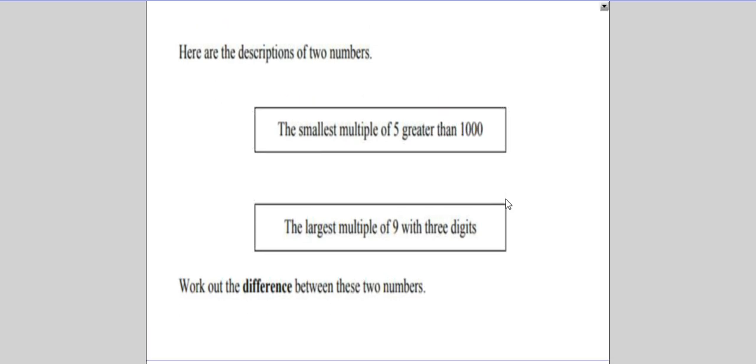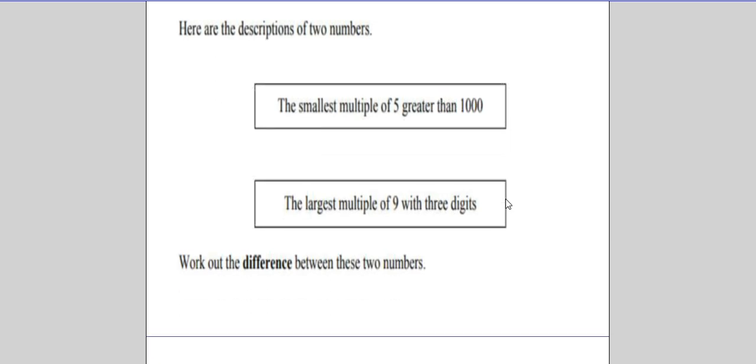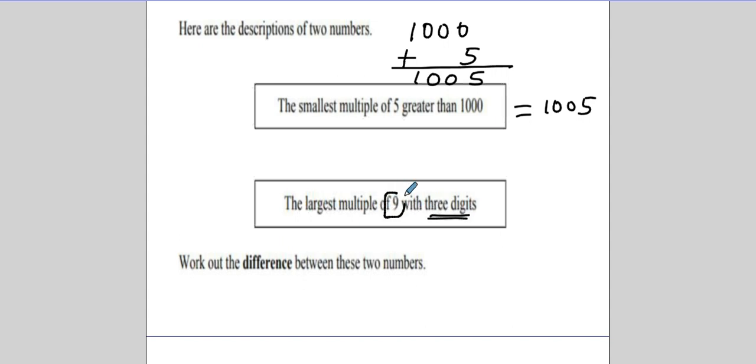Here are the descriptions of two numbers. The smallest multiple of 5 greater than 1000. So you take 1000, add 5, we are going to get 1005. So the number they are talking about is 1005. The largest multiple of 9 with 3 digits. Any number with 3 digits divisible by 9, but the largest of all, that number would be 999.